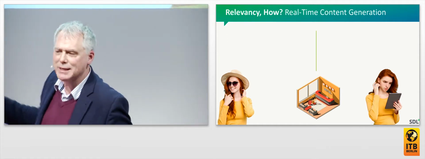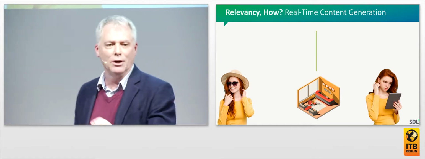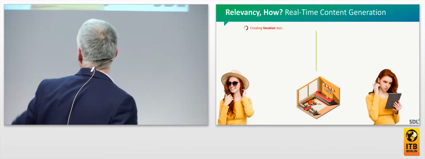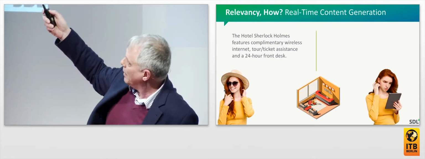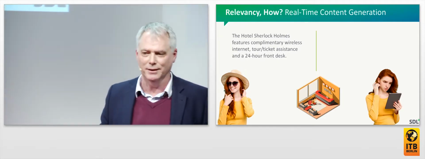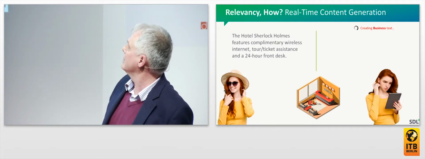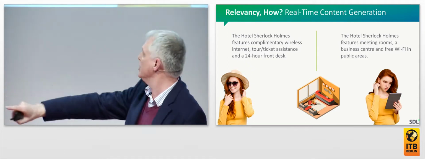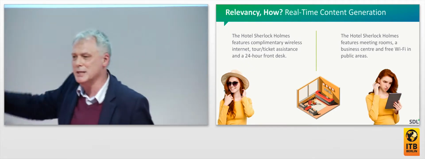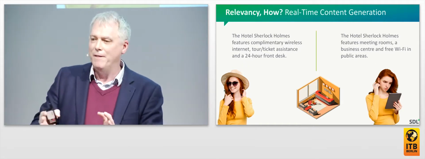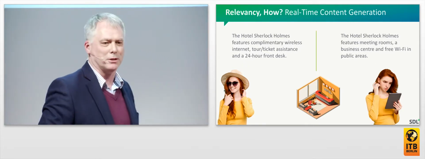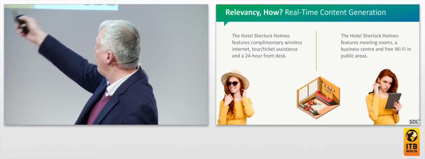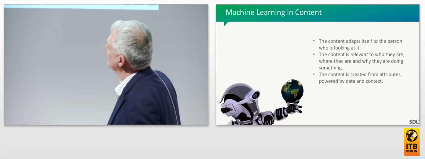Relevancy in content, in words, how do you do that? Well, you create content in real time based on what's happening for the user. If this person happens to be going on vacation, you create a piece of text that's relevant to a vacation. If she happens to be going on business, you create a piece of text relevant to the business. It's the same person going to the same hotel in the same city, but for 2 very different reasons. That's relevancy, and it's only possible to create relevant content in real time based on what they want in that moment. I hope you can understand this.